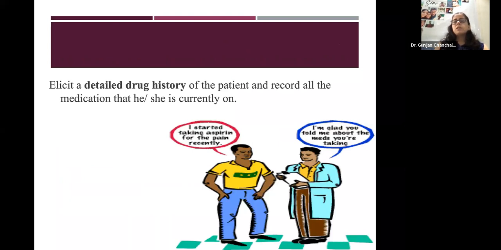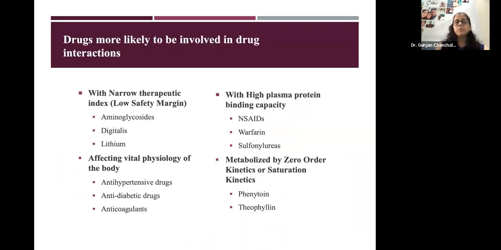So when a patient is received in the ICU, it is very important that we take a detailed drug history of the patient and record all the medications that the patient is on, so that we can be aware of what drugs which we give will not interact with any of the medicines that he was previously on.